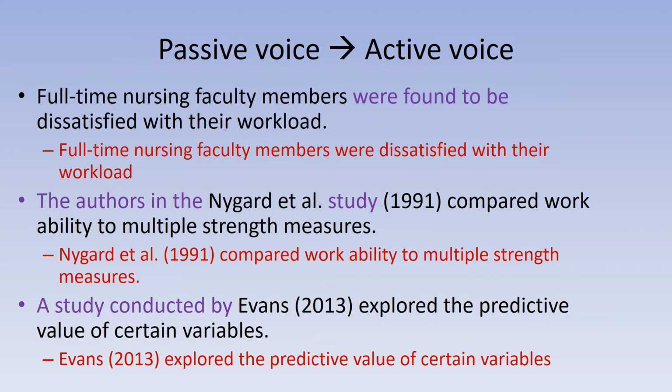The authors in the Nygaard et al. study compared work ability to multiple strength measures. Here we can just say that the authors did the work. So Nygaard et al. compared work ability to multiple strength measures. By using this running text citation and having the authors doing the work, you're using double duty here so that you don't have to keep putting a citation at the end of the sentence.